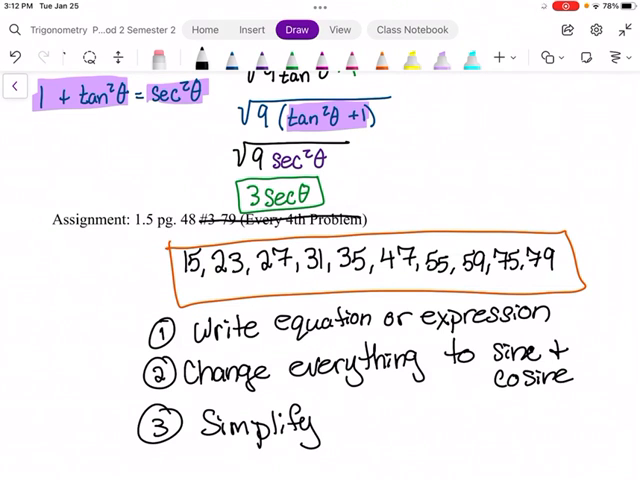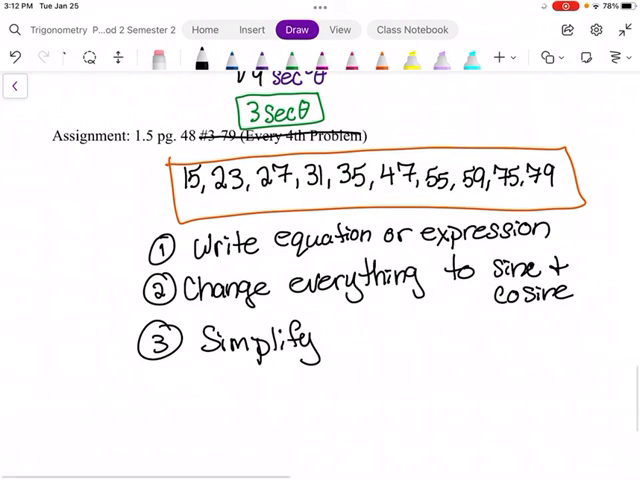I challenge you to do these without using your formula sheet or without looking back at your notes for the identities, because that way you'll prepare yourself for the test that is coming up this Friday. If you have any questions, let me know. And I will have the answer key posted. Just know the answer key is going to have all of the original problems on there as well. So make sure you're going to the correct problem when you check your answers. Let me know if you have any questions.